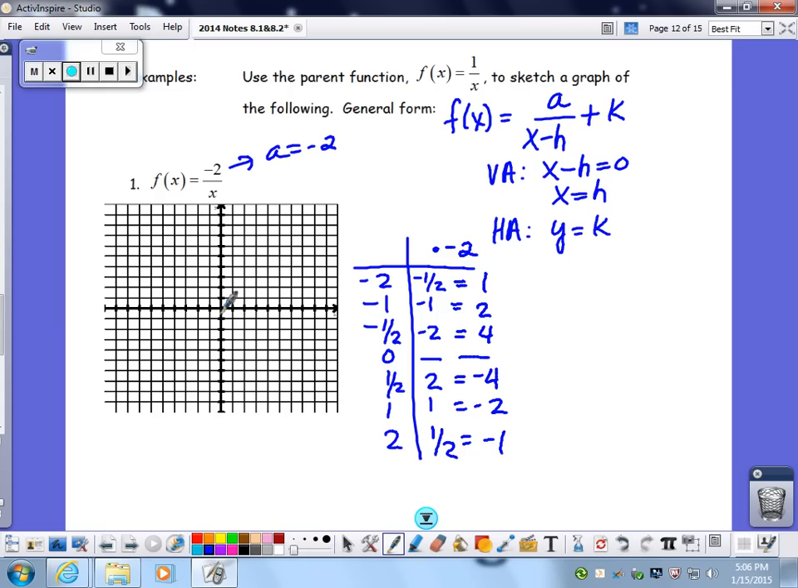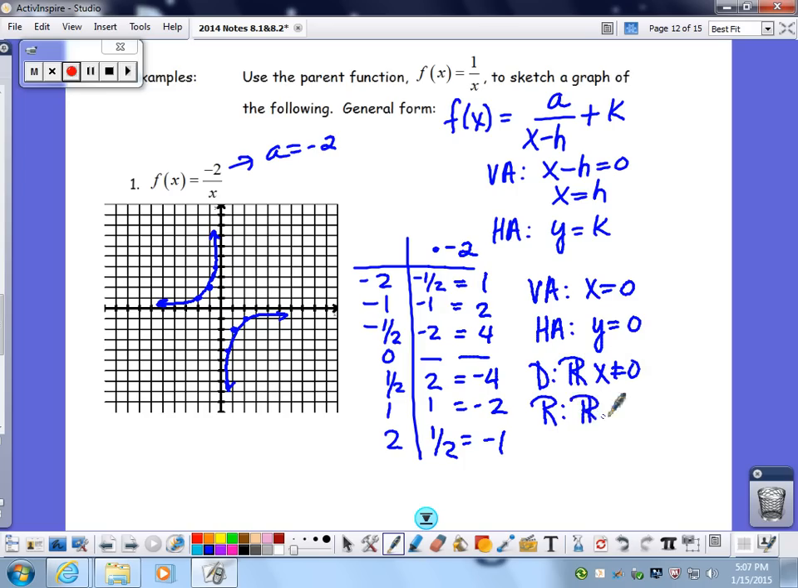All right, let's graph it. Negative 2, 1, negative 1, 2, negative 1/2, 1, 2, 3, 4. Still going to have our x and y axes as our asymptotes. 1/2, negative 4; 1, negative 2; 2, negative 1. So here's our second piece of our graph. In this case, our vertical asymptote is x equals 0, and our horizontal asymptote is y equals 0. Domain: all reals, but x cannot equal 0, and our range is all reals, y cannot equal 0.